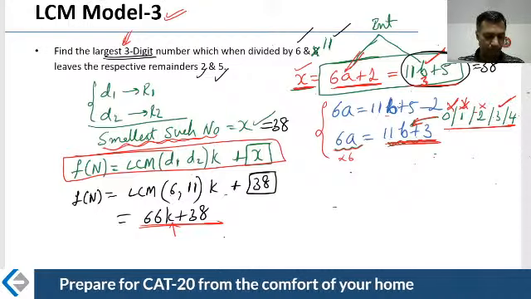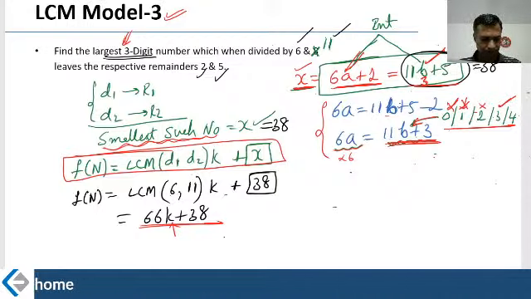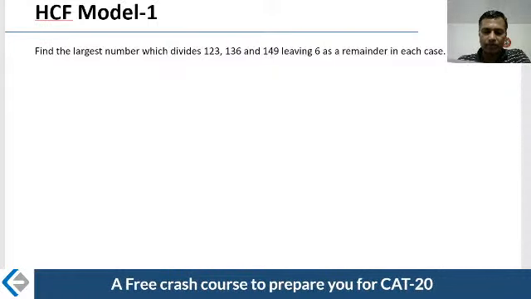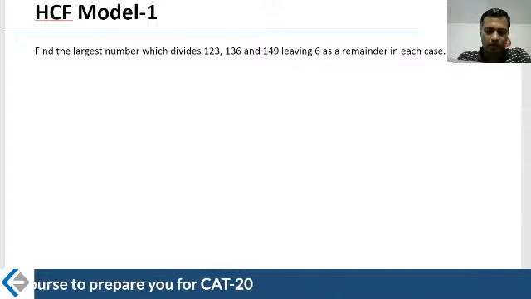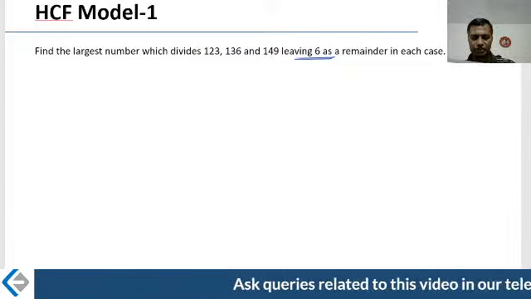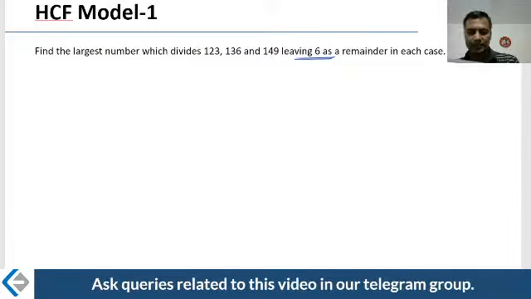Let's go to the HCF models. There are two models of HCF. Find the largest number which divides these, leaving 6 as remainder in each case. Again, constant remainder. What is the first model? The first model of HCF is constant remainder, leaving the constant remainder in each case. Just like the first model of LCM, where the remainders are constant, here also the remainders are constant.